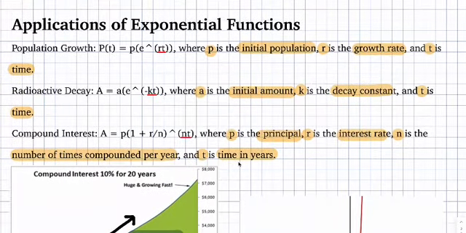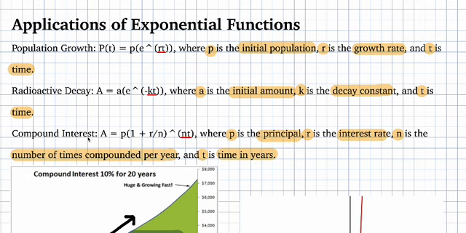Here are some applications of exponential functions. Population growth. P of t is equal to P times e to the power of rt, where P is the initial population, r is the growth rate, and t is the time. Radioactive decay. A is equal to small a times e to the power of negative kt, where a is the initial amount, k is the decay constant, and t is the time.